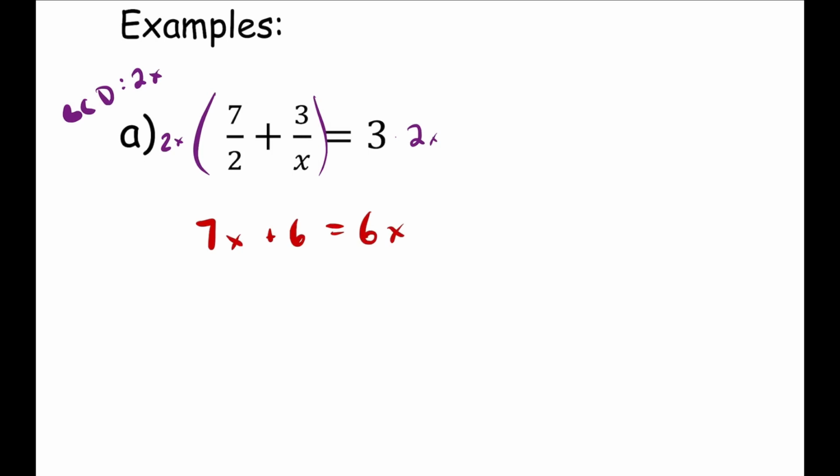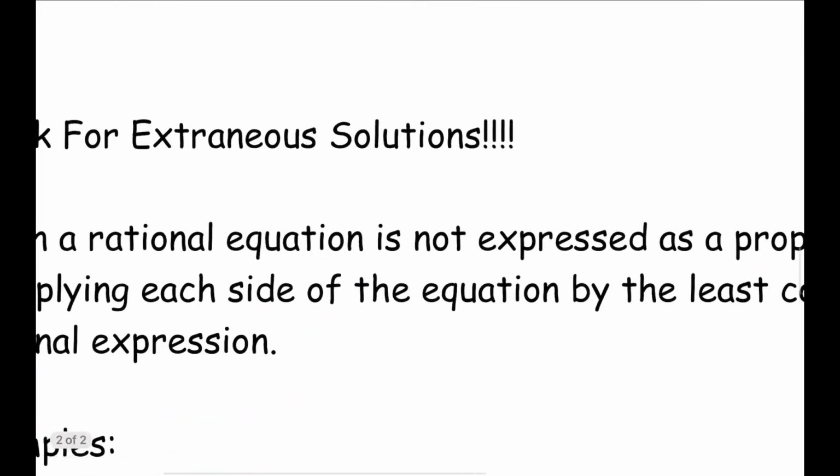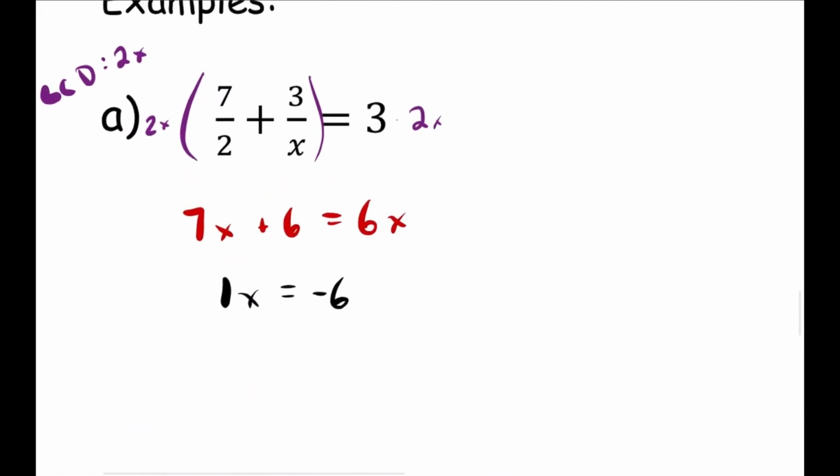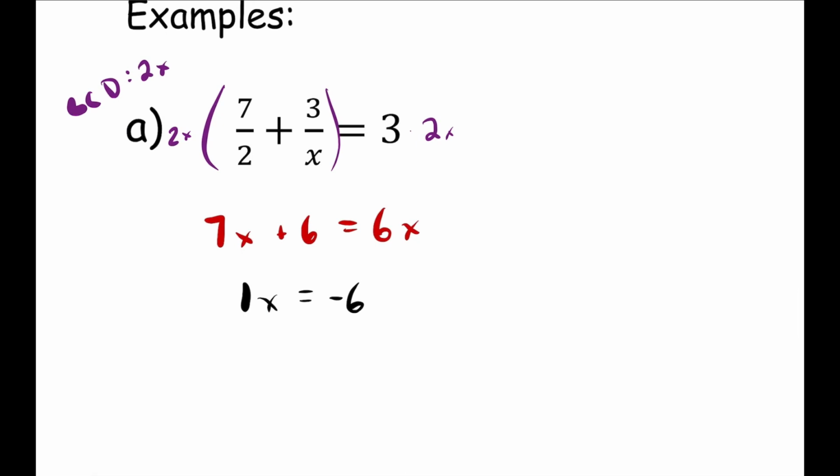We're going to solve this equation, pretty straightforward. Subtract the 6x from both sides, we get 1x. Subtract the 6 from both sides, we get negative 6. And there's our solution, x equals negative 6. And as you saw up here, we have to check for extraneous solutions. So 0 is the only excluded value, not a problem here. We are all set. Our answer is just x equals negative 6.